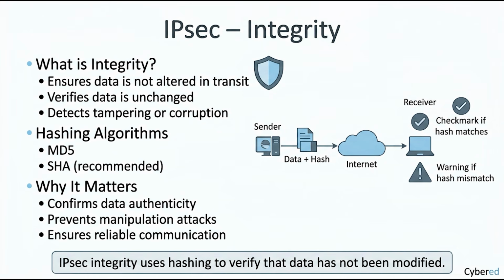Then we have integrity. Integrity ensures that data sent across the VPN tunnel has not been altered or tampered with. IPsec uses hashing algorithms such as MD5 and SHA. These algorithms verify that the transmitted data remains unchanged.